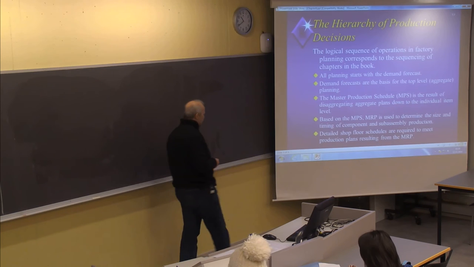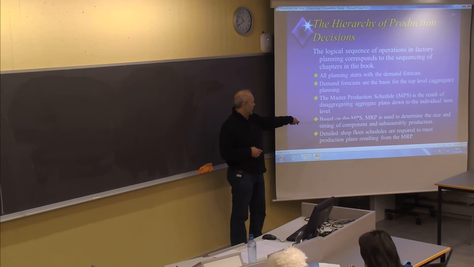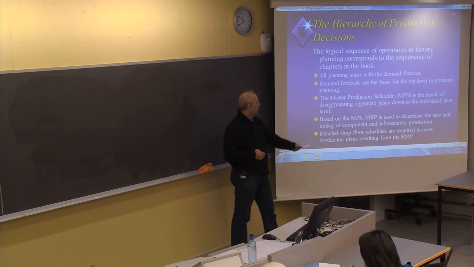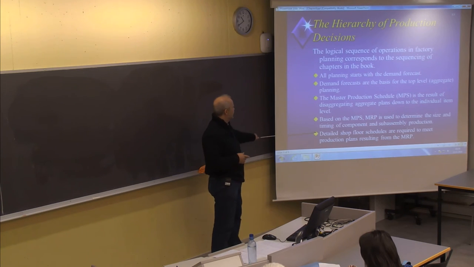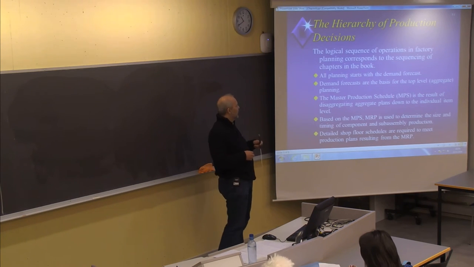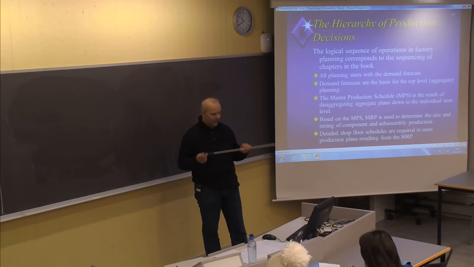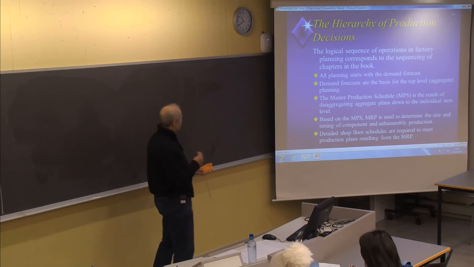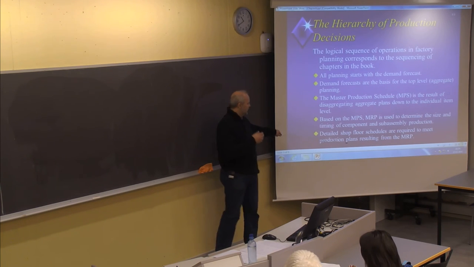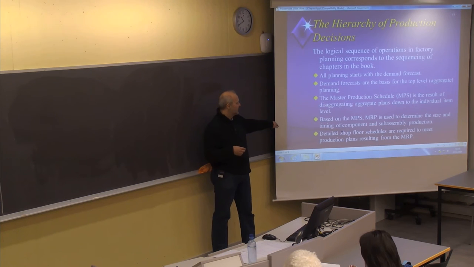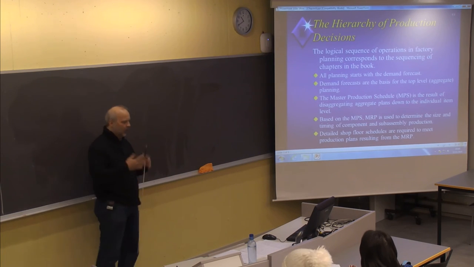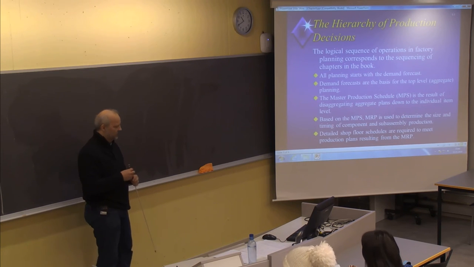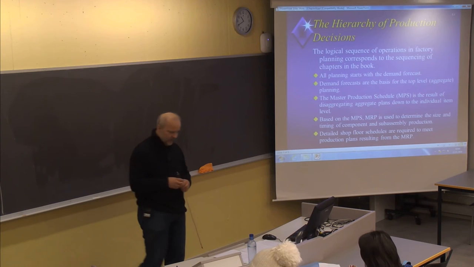Based on the master production schedule, you can make an MRP to determine the size and timing of component and sub-assembly production, as we just saw an example of. And at last, the detailed shop floor schedules required to meet the production plan, which results from the MRP. So you have the shop floor, you have the jobs, which are decided by the higher levels here. So this is what we should now look at techniques for: how to put up a job shop schedule at the floor. When should you produce the different types of orders you might have in your company?